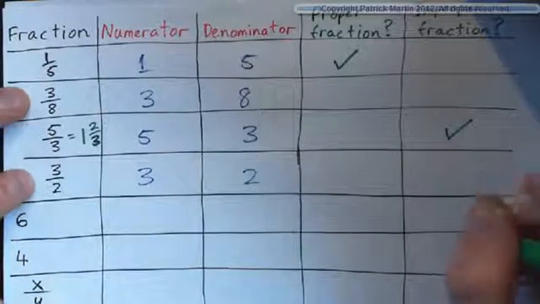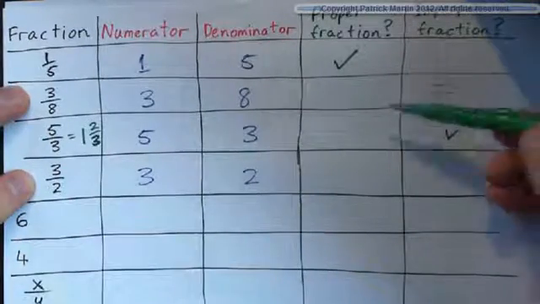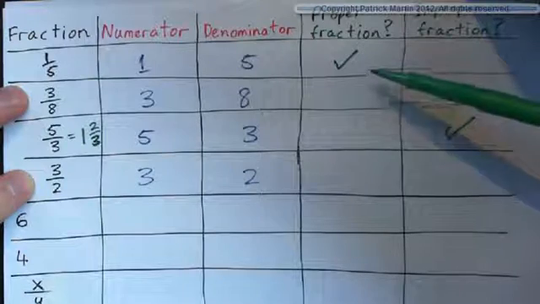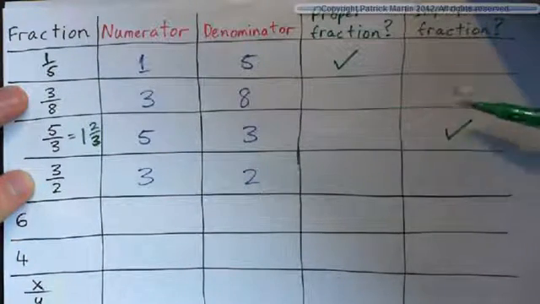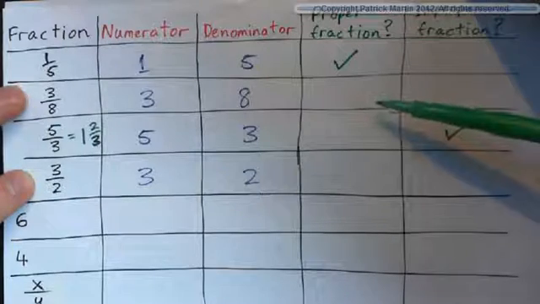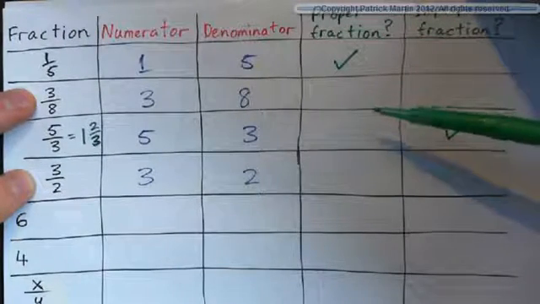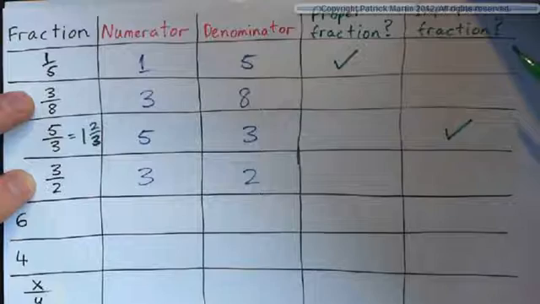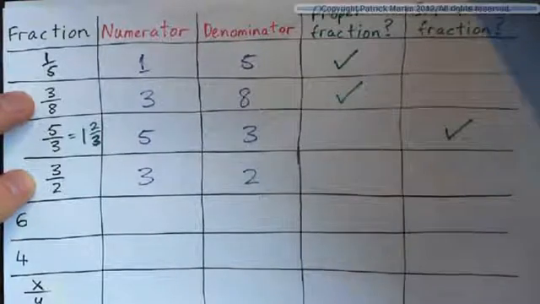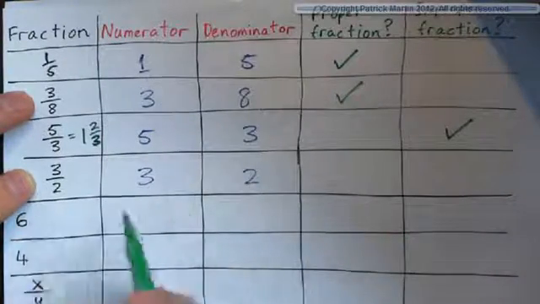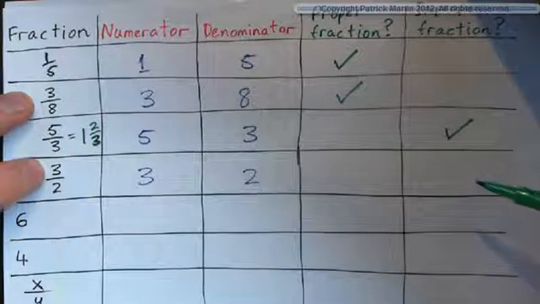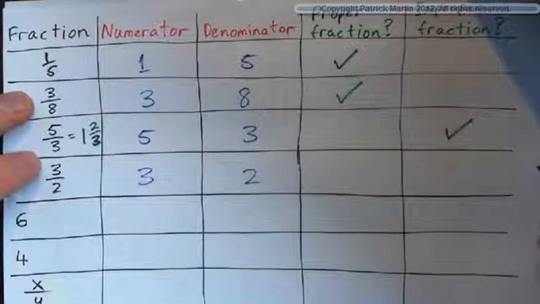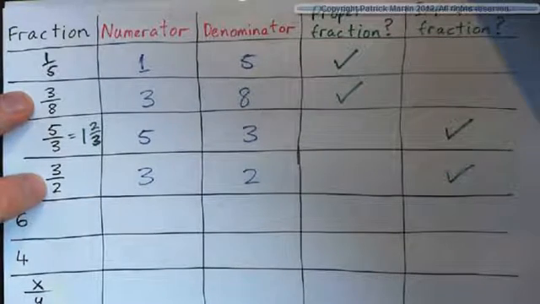So how about these guys, 3/8 and 3/2? Which is proper, which is improper? Can you figure that out? Is 3/8 a proper fraction or an improper fraction? Proper fraction is when the top is smaller than the bottom. So this is proper, right? How about 3/2? Proper or improper? The numerator is greater than the denominator, therefore this is improper, right?